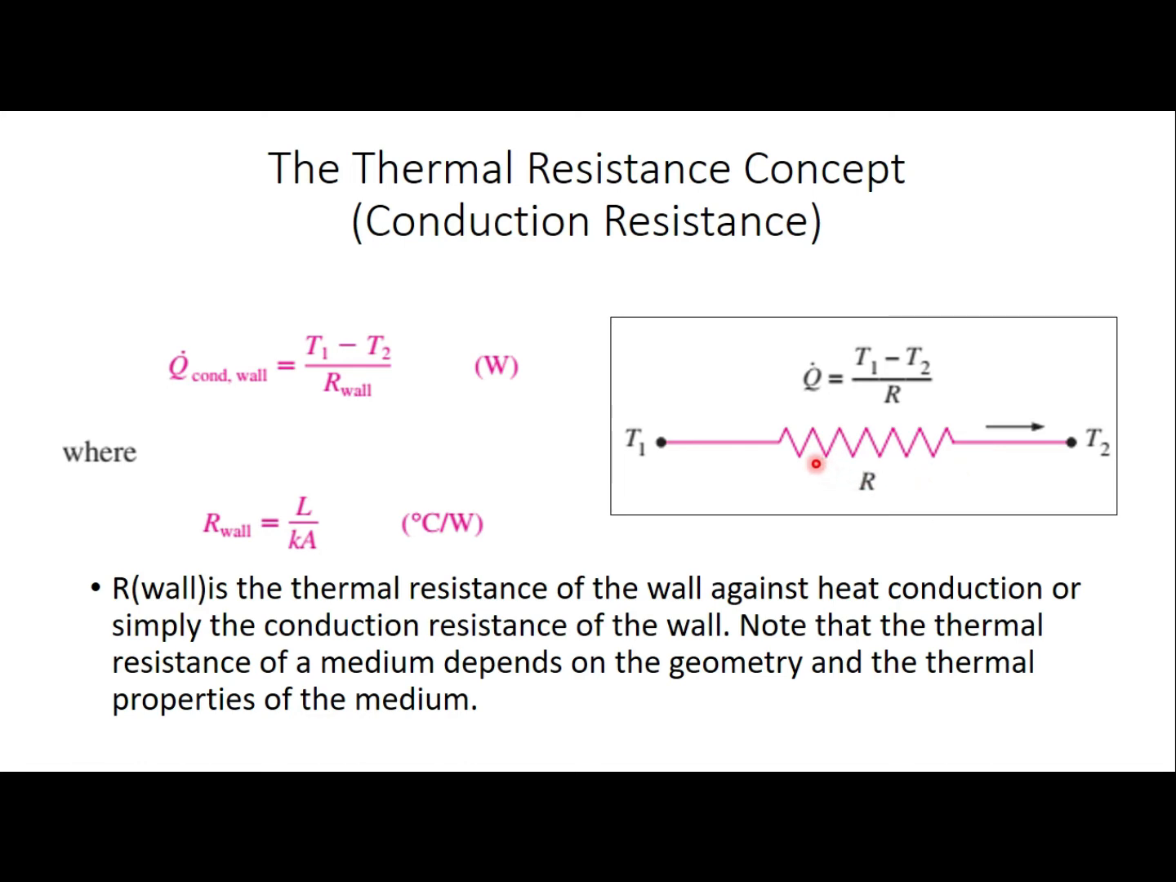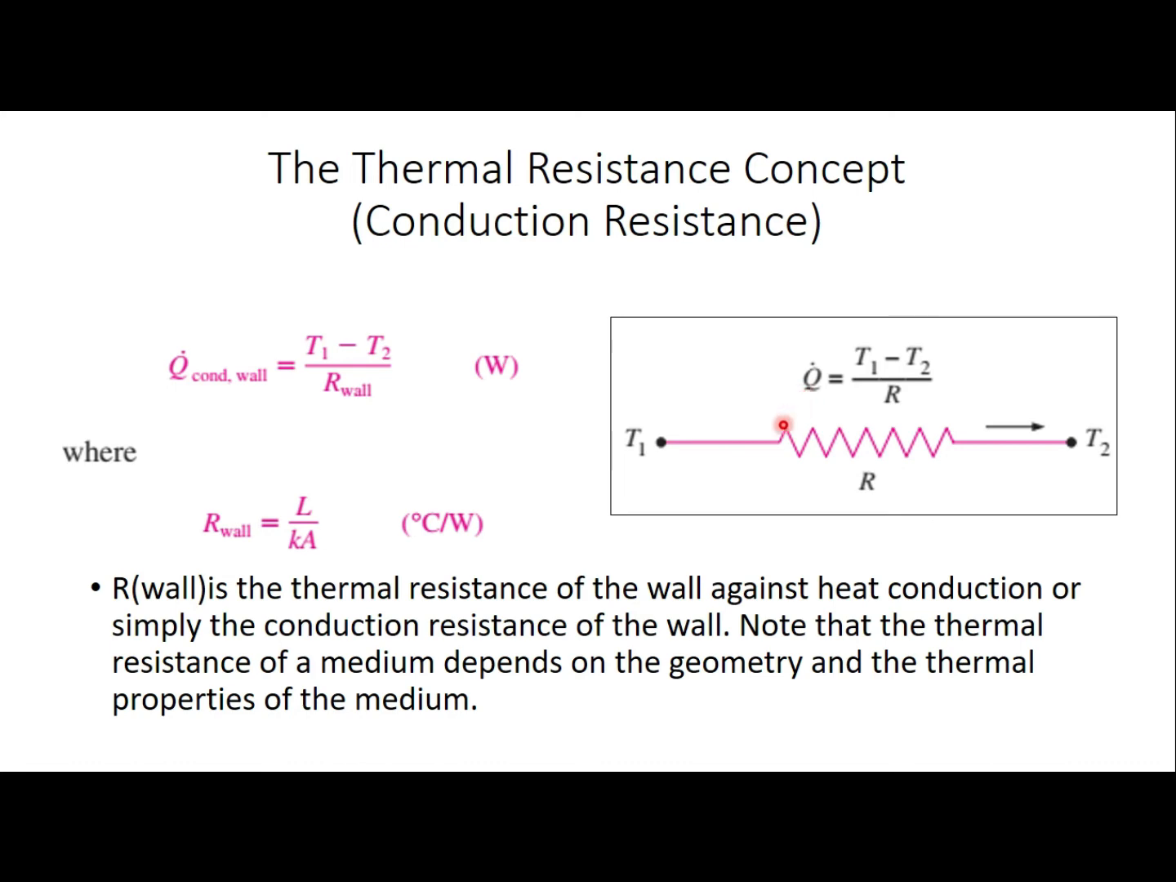So this is the resistance in between the conduction. So the rate of heat transfer would be directly proportional to the temperature difference and inversely proportional to the resistance. So greater the resistance, less will be the heat transferred from T1 to T2, right? Because there is the inverse relationship between the rate of heat transfer and the resistance. So greater the temperature difference between T1 and T2, greater will be the rate of heat transfer.